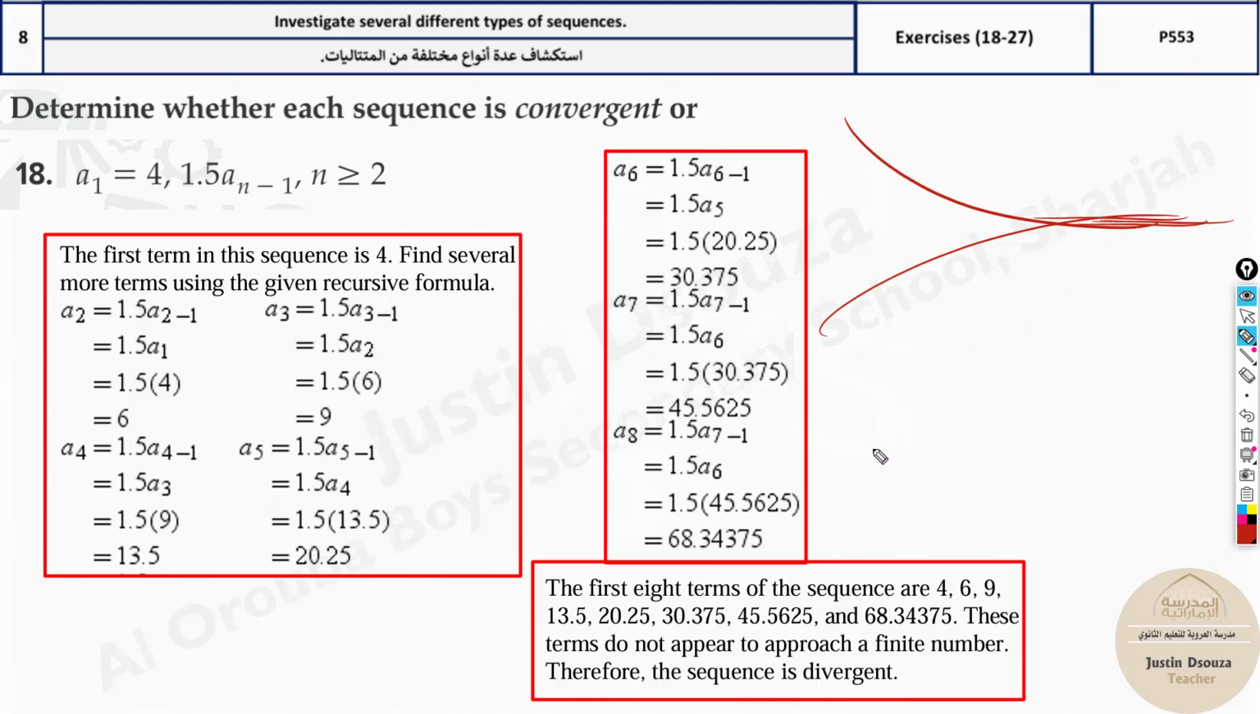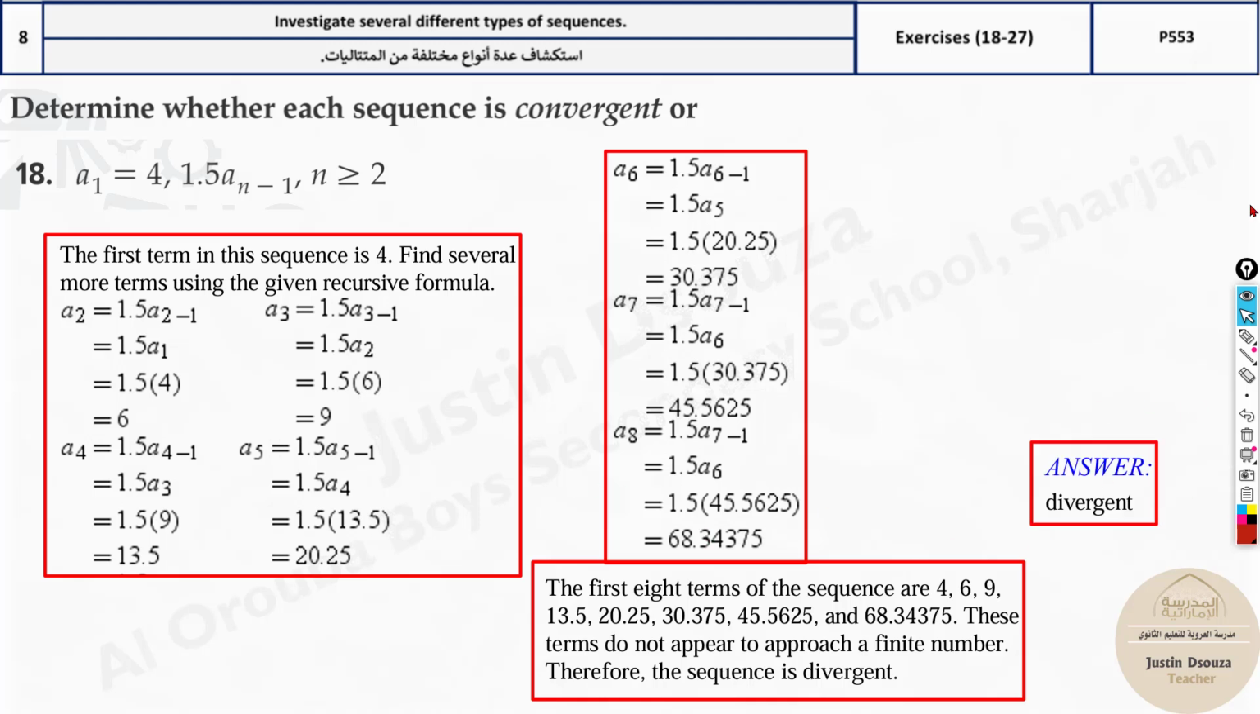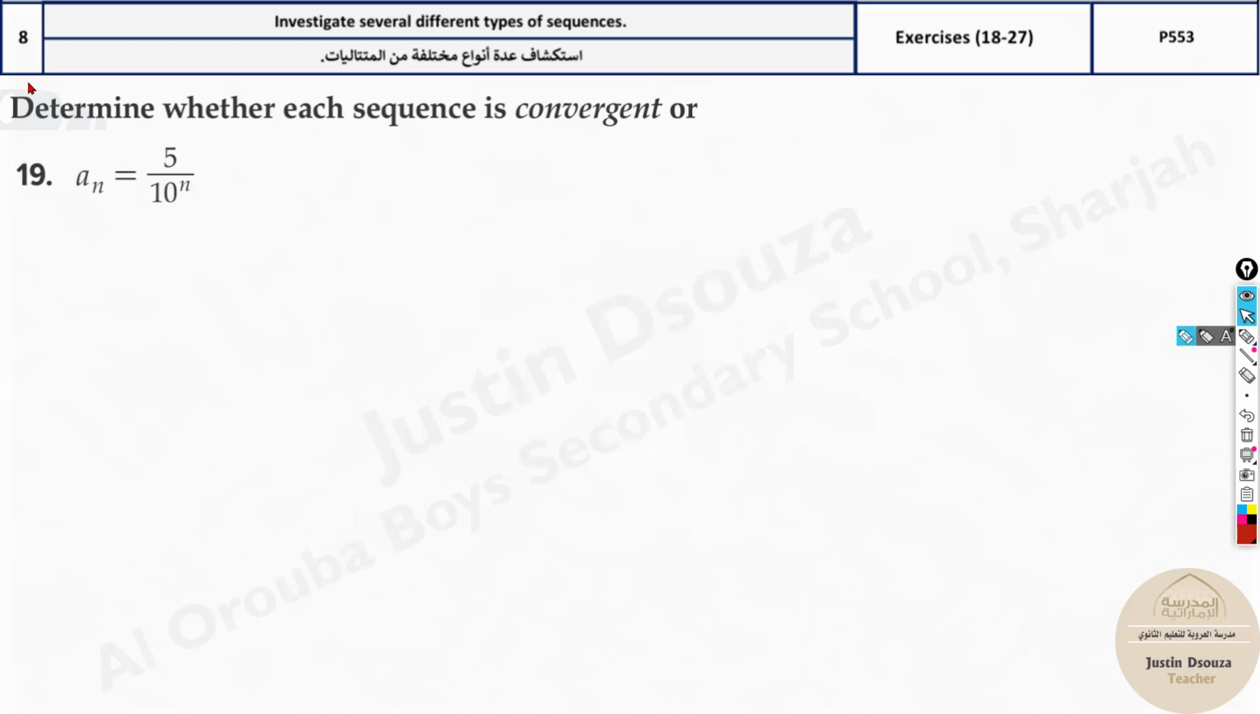Convergent is coming together. Diverging means it just goes away. It keeps on going away towards infinity, right? So that's why this is divergent. All you need to do is find a few values and see what the trend of the values is. Now this is the answer, divergent. Let's look into another problem.